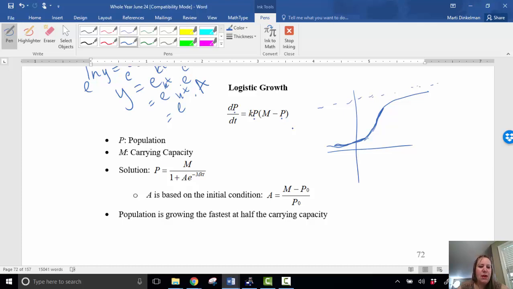And the other thing that you need to know for the AP exam is that the population is growing the fastest, or the disease is growing the fastest, at half the carrying capacity. So just by the way, when we're talking about things like COVID-19 and we're looking at graphs, when they're talking about flattening the curve, what they're really talking about is that rate. And so we'll talk, if you're in my class, about doing some activities with the way disease spreads and how we tried to flatten that curve and how that really does happen at half the carrying capacity.